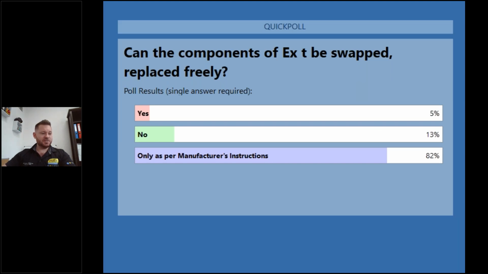So the correct answer is typically no, but the most correct answer is only as per the manufacturer's instructions. If you have the bill of materials and the general arrangement drawing, typically it would list every part and component down to the terminals, fuses, nuts and bolts. Most ideal, do as the manufacturer tells you. If you do not have the manufacturer's instructions, don't change anything. If you need something repaired, send the device to a certified repair facility, such as an IECEx certified repair facility under the service facility scheme.